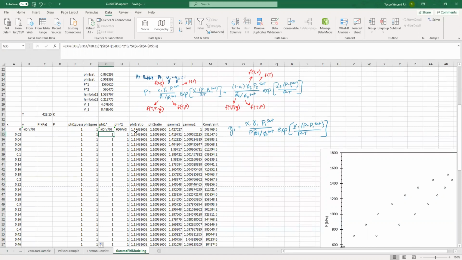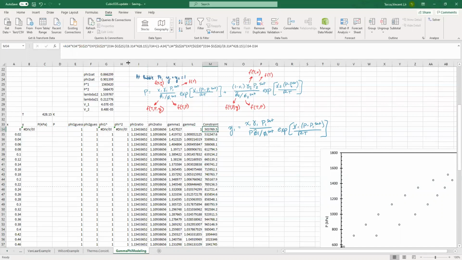And then the phi 1 ratio is going to take that phi 1 guess and divide it by the saturation fugacity coefficient. So that, like I said, is going to get our process started. And then after the first round of solving, I'm going to copy these fugacity coefficients that we calculate and put them back in for phi 2 guess and start all over again.